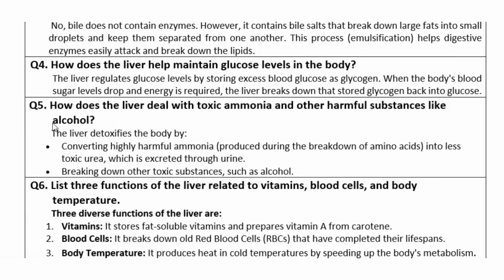Question number five, how does the liver deal with toxic ammonia and other harmful substances like alcohol? The liver detoxifies the body by converting highly harmful ammonia produced during the breakdown of amino acids into less toxic urea, which is excreted through urine, and by breaking down other toxic substances such as alcohol.